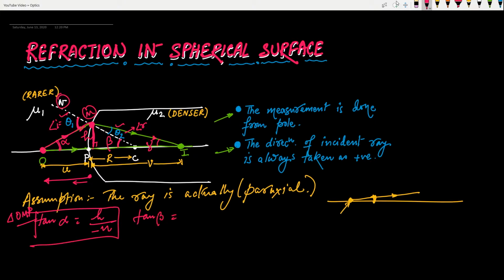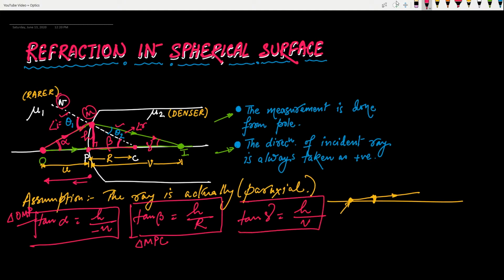Tan beta can be written as h by r, where r is the radius of curvature. If this is the center of curvature, then the distance from the pole to the center of curvature is the radius of curvature. Simple as that. If you just understand the diagram, then things are easy. Tan beta, we got it from triangle MPC. And tan gamma can be written as h by v, isn't it? Again, we got this from triangle MPI.